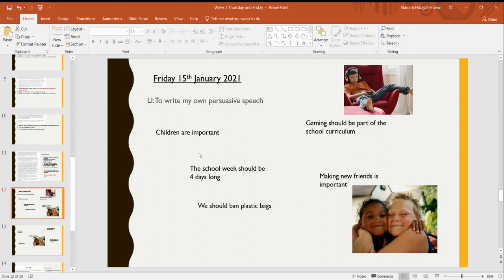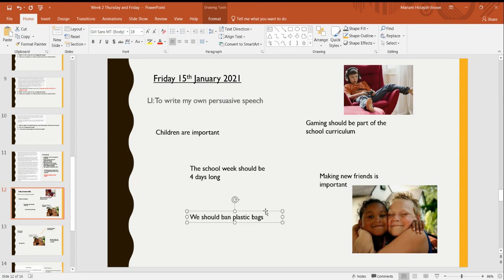You might want to use something like children are important, gaming should be part of the school curriculum, making new friends is important, the school week should be 4 days long, or we should ban plastic bags. So once you've thought of an idea, you then need to make a statement or an argument about your idea. So, for example, if you wanted to talk about the environment, you need to say specifically what it is you want to do about the environment. So, for example, we should ban plastic bags.